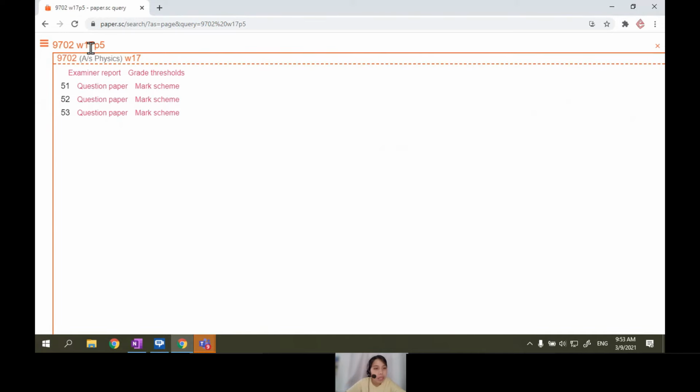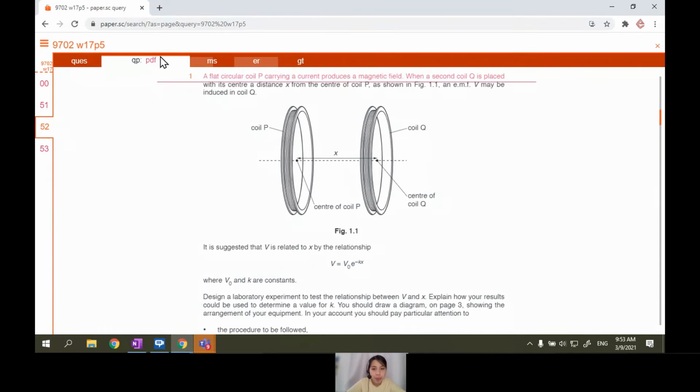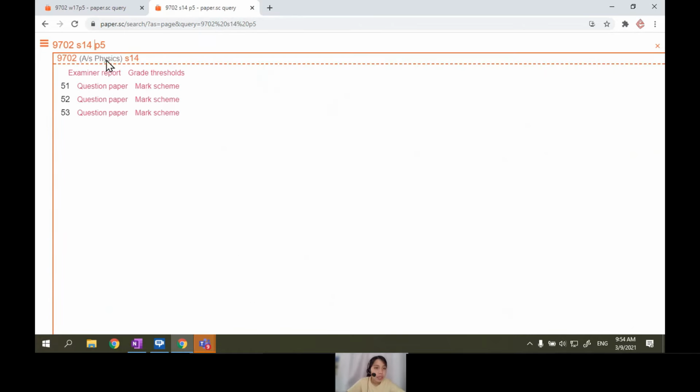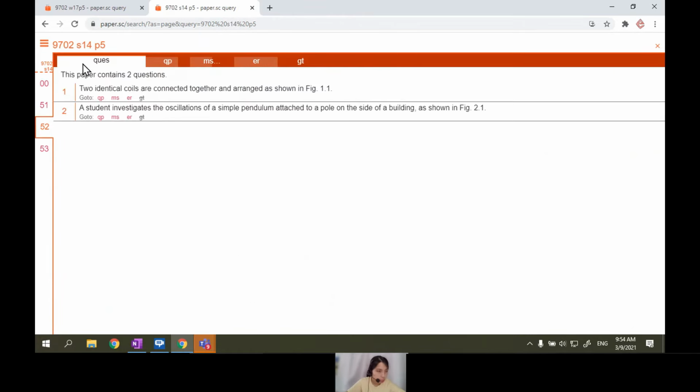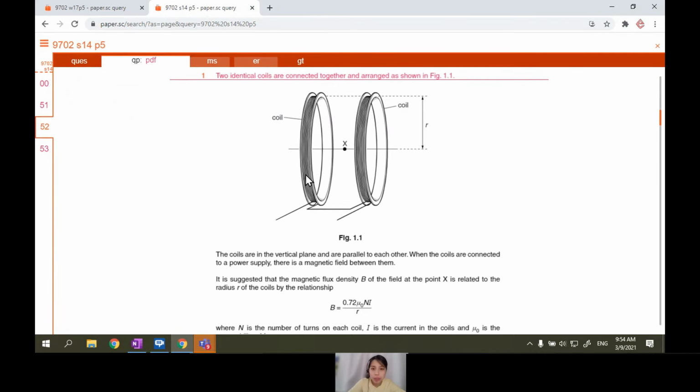ON17 P52 Q1. Look at this coil. Okay, let me open another one. It's on page 4 of your P5 set B. Then I open up another one, and this will be S14 P52 question 1. Two coils also. I mean same experiment. Look at the equation here.